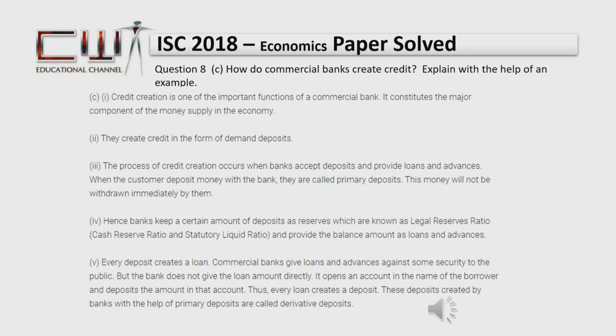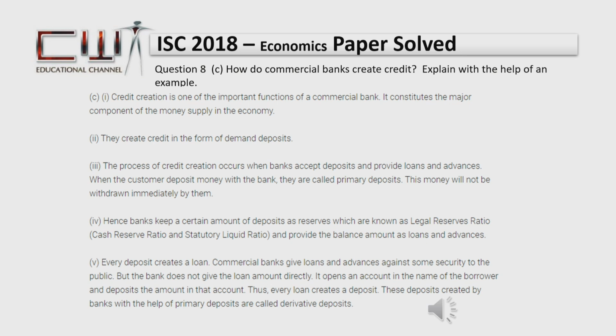When the consumer deposits money with the bank, they are called primary deposits. This money will not be withdrawn immediately by them. Hence, banks keep a certain amount of deposits as reserves, which are known as legal reserve ratios, that is the cash reserve ratio and statutory liquidity ratio, and provide the balance amount as loans and advances. Every deposit creates a loan.